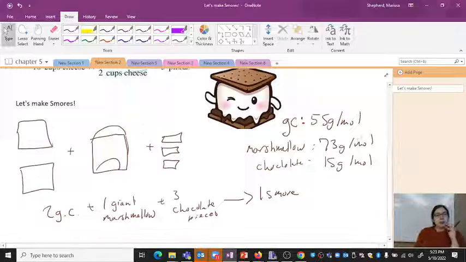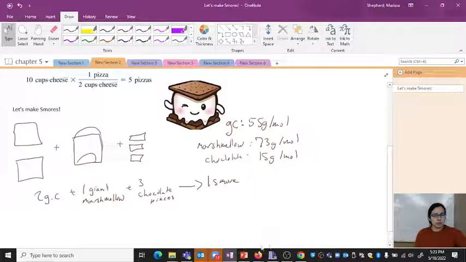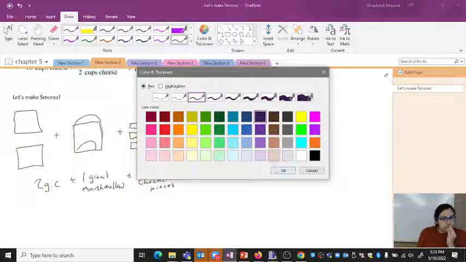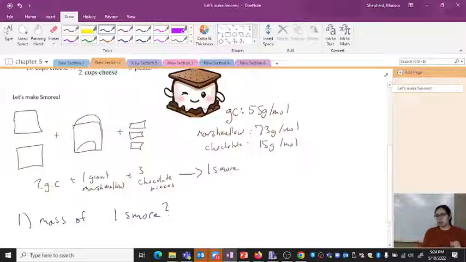And so the first question is, thinking back to our law of conservation of mass, we said, right, mass is neither created nor destroyed. So can you figure out then what is the mass of a s'more? So I'll give everyone a minute or so to think about that.